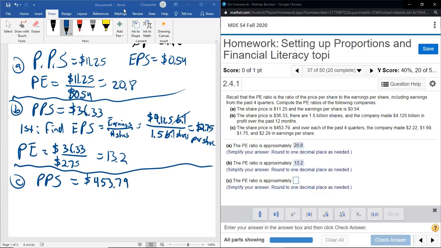All right, so there was our price per share. The other thing we need is the earnings per share. Now, they do give us earnings per share, kind of. But you have to be very careful. They gave us 4 of them. Which one do we use? Because we only divide by one of them.